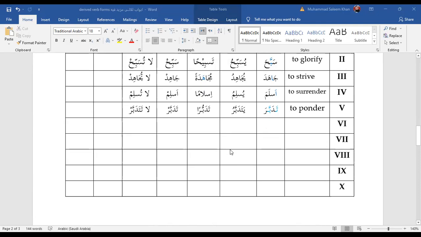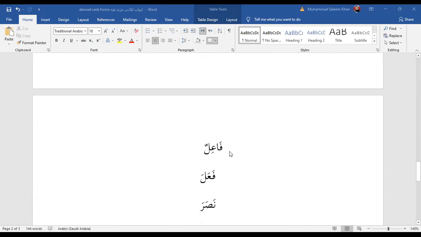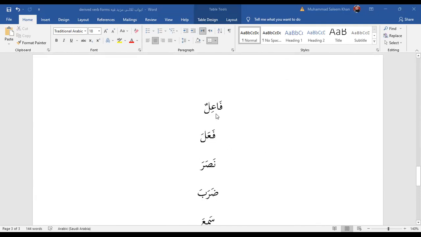Let's see. Okay, now, when we say the doer comes on the pattern of fa'ilun. Fa'ilun consists of how many letters? 4 letters. Fa, alif, ain, and lam. So basically what happened, you gave me a lot of information, right?